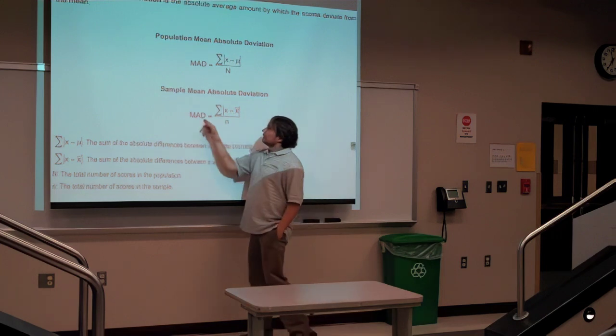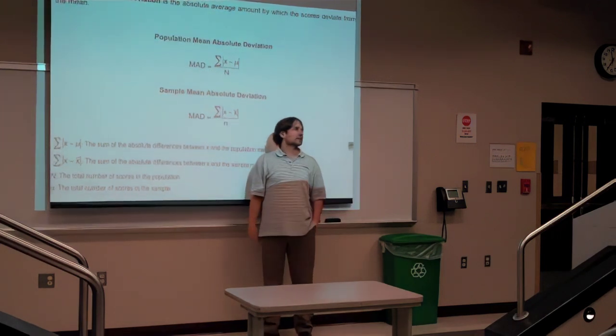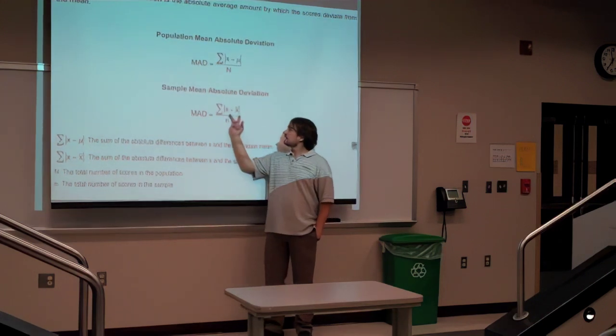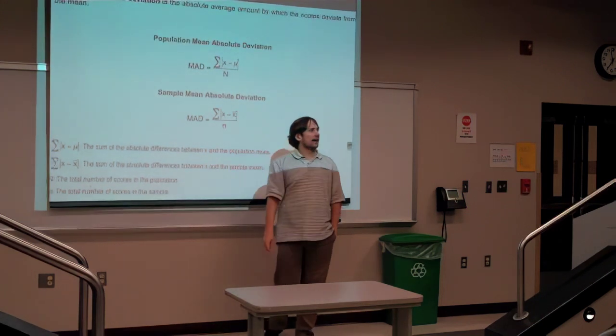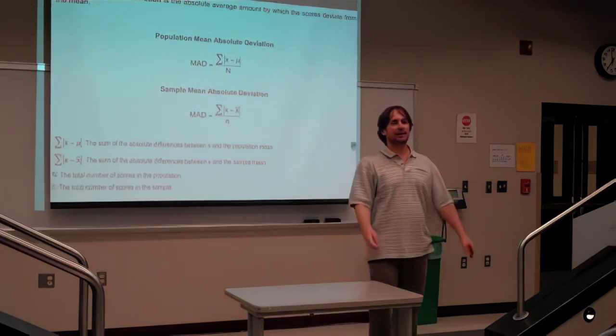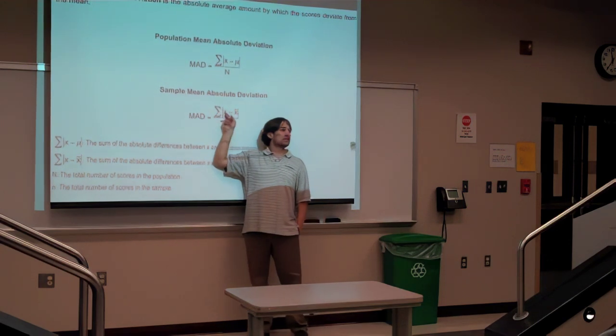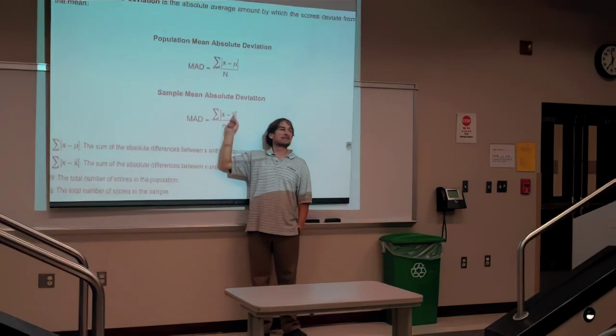So, the mean absolute deviation is the sum. Remember, this Greek letter means to sum up. These lines mean absolute value. So if we have a negative value in there when we're done, you always make it positive. It's the sum of the absolute values of the individual score minus the mean.